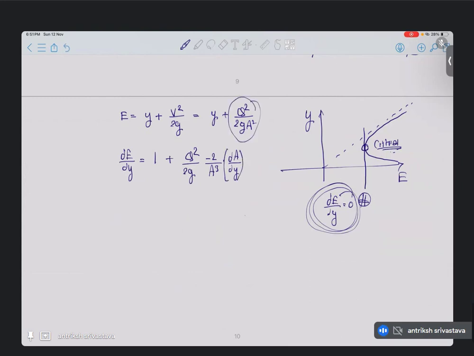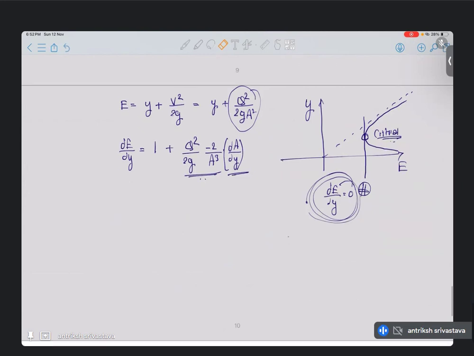That means what we have done here is nothing but d by dA of q square by 2g A square, and then we have dA by dy. If you simplify this, the dA will get cancelled. But we have not simplified it. We have actually expanded that d by dy of this expression and introduced two of our dAs. First we did the derivative with respect to A, and then we performed the derivative of the area with the depth. Okay, so this is our expression.